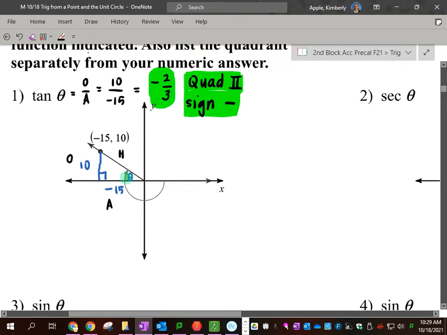And it's always going to be like that because we're always going to have a negative horizontal component and a positive vertical component. That's what makes up tangent. Okay, so let's do another one.